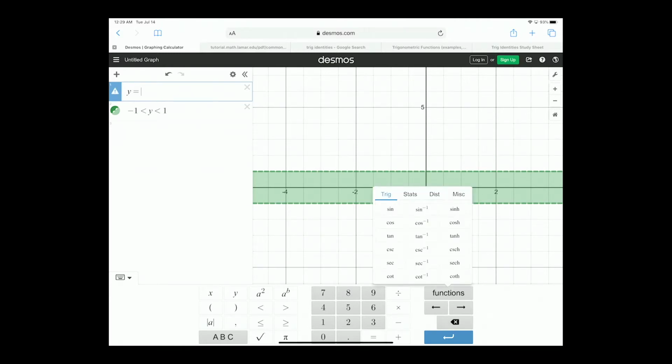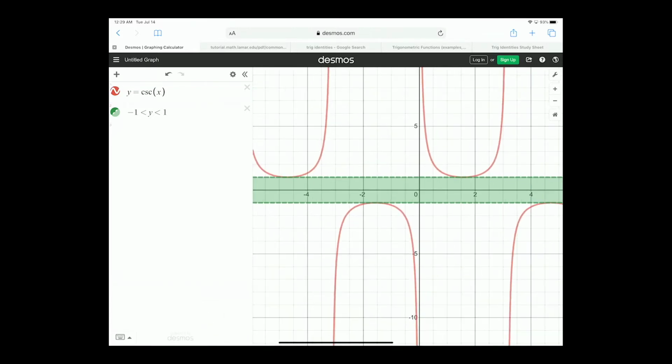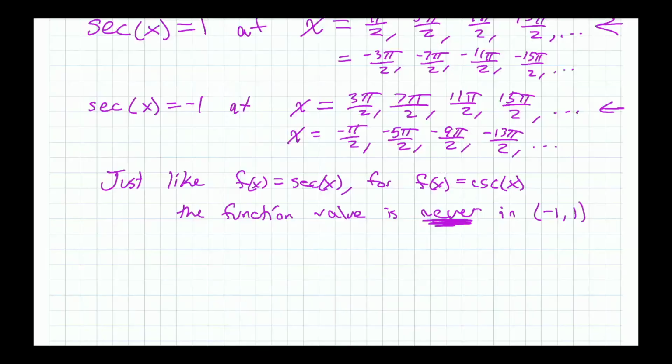Try again. Cosecant x, right? Same thing. That green section, -1 to 1, it's never in there. Never ever. So same rule.